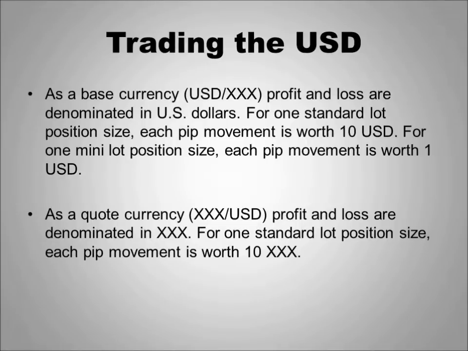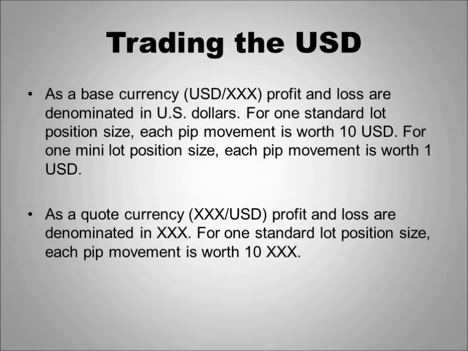However, if the US dollar is the quote currency, what that means is profits and loss are denominated in the currency of the bid currency. For example, the euro, the pound, the Australian dollar, or the New Zealand dollar, because the US dollar acts as a cross currency in those four currencies.